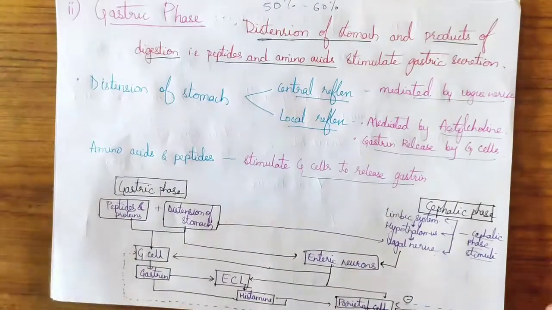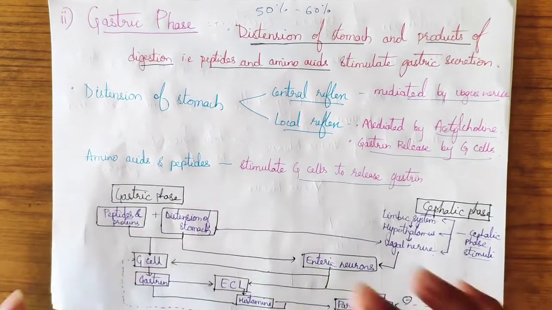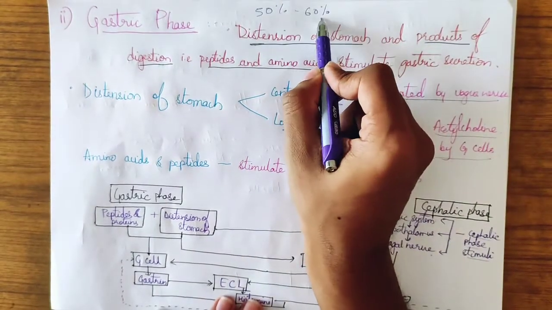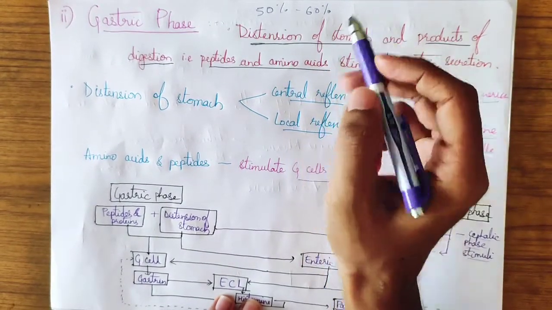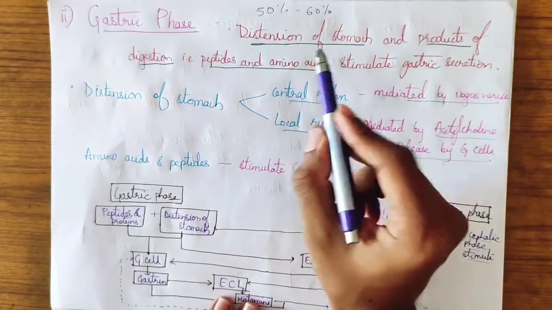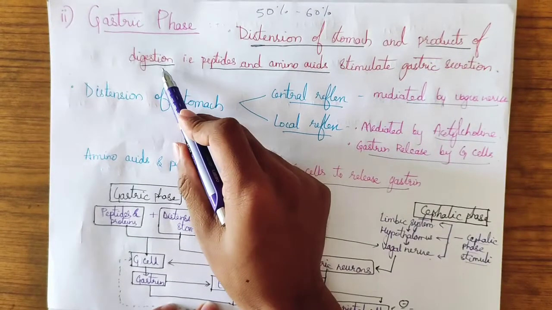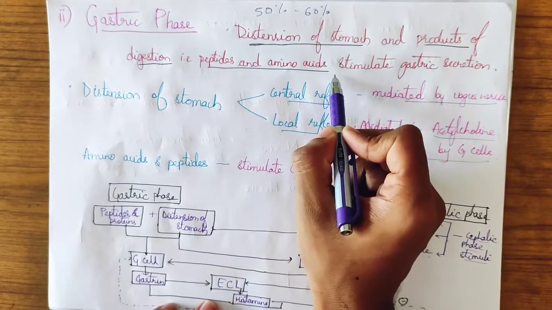Now the second phase is the gastric phase. This is the most important phase of the gastric acid secretion. It involves 50 to 60% of the gastric acid secretion. The main stimuli are the distension of the stomach or the expansion of the gastric walls and the products of digestion, that is the peptides and the amino acids.